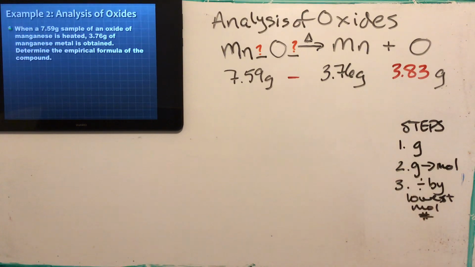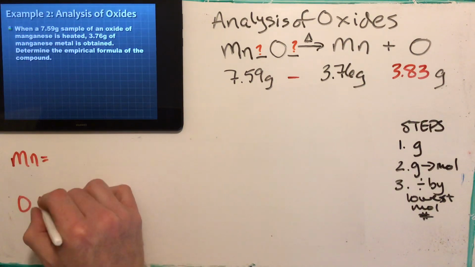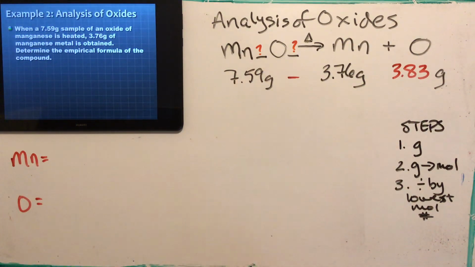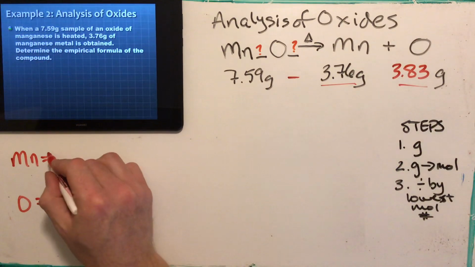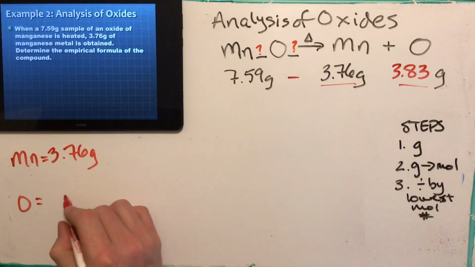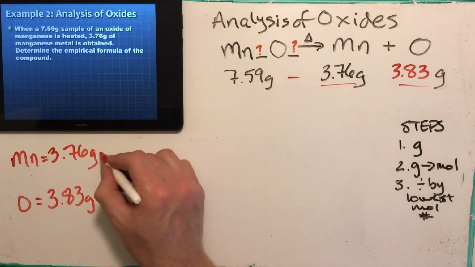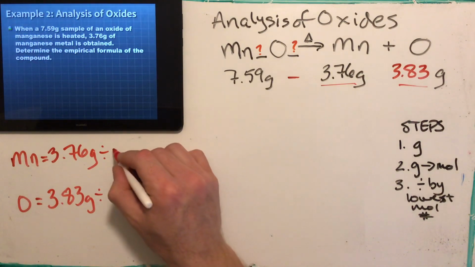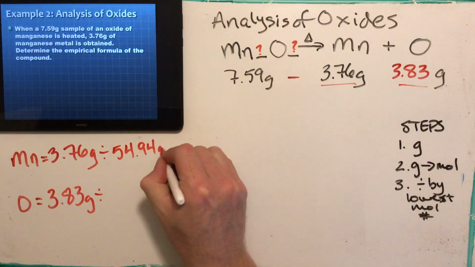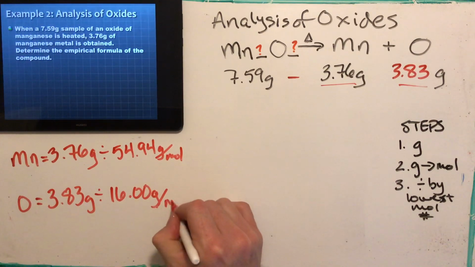So, again, let's follow our steps. I'm looking for manganese and oxygen, the two elements in the formula. Masses, do I have their grams? Yes, I do. I have it right here and right here. So I'll transfer that over. 3.76 grams, 3.83 grams. Then I'm going to convert them into moles by dividing by the molar masses, the same as the atomic masses on the periodic table. So I divide by their molar mass. Manganese is 54.94 grams per mole, and oxygen is 16 grams per mole.